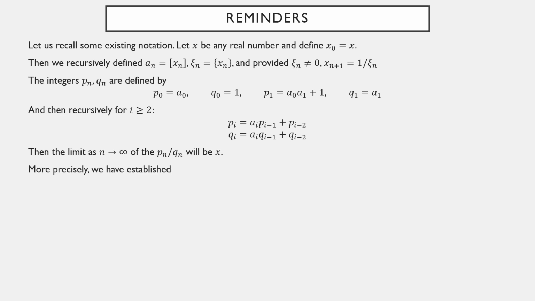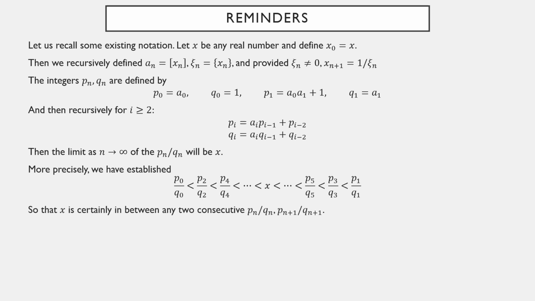to x. In fact, more precisely, in the event of an irrational x, we established that the even index terms are increasing with limit x and the odd index terms are decreasing with limit x, from which it definitely follows that x has to live in between 2 consecutive terms of the sequence. Note from the string of inequalities above that x is definitely in between p0 over q0 and p1 over q1, but it's also in between p1 over q1 and p2 over q2, and it's in between p2 over q2 and p3 over q3, etc., etc. We also showed, by the way, that for any index n, p_{n+1} times q_n minus p_n times q_{n+1} is negative 1 to the n.